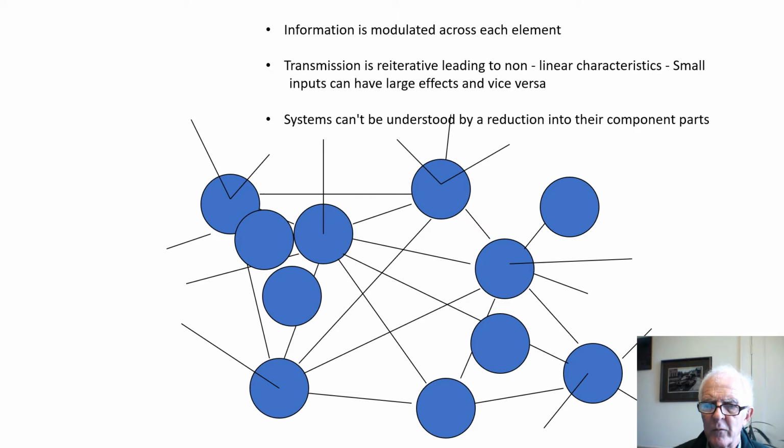A small input in the system in one part, say here, can stretch and fold as it gets modulated across the system, and there can be a very large output here. So the butterfly can flap its wings in Tokyo, and there can be a hurricane in Florida. And these systems, unlike our machine model, cannot be understood by breaking them down into their component parts.